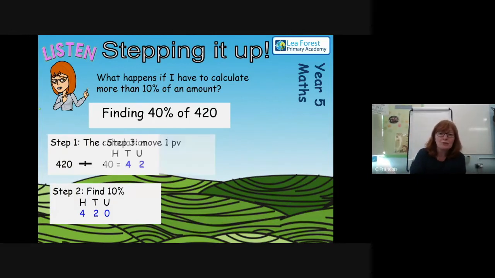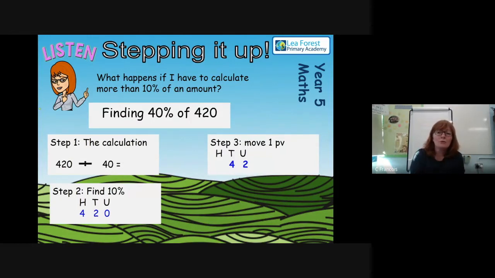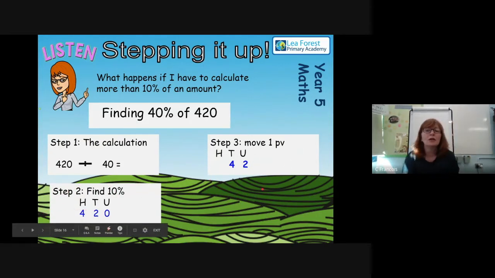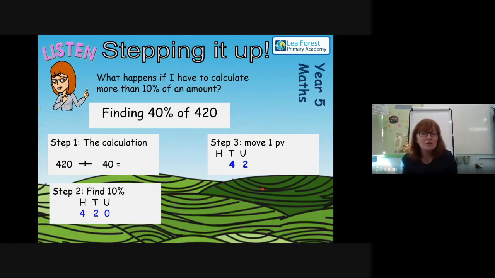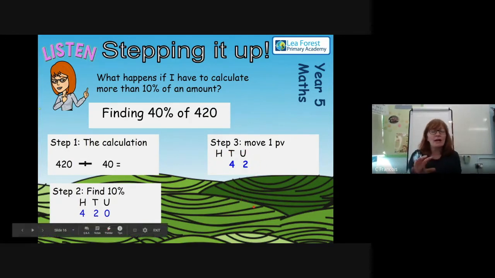Using my place value method, I'm going to move my 420 one place value to the right because I'm dividing, and that gives me 42. Now, whatever happens, do not stop there because the question asks for 40% of 420. And so far, I've found 10% of 420.